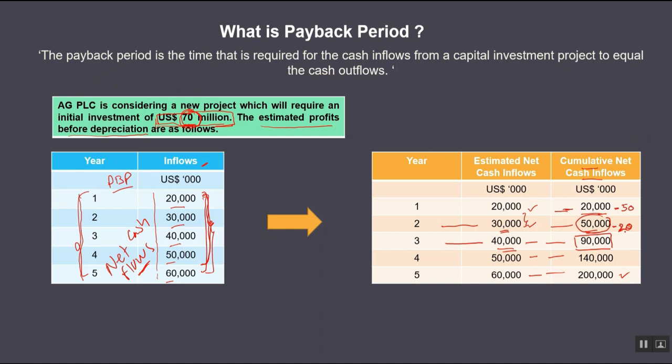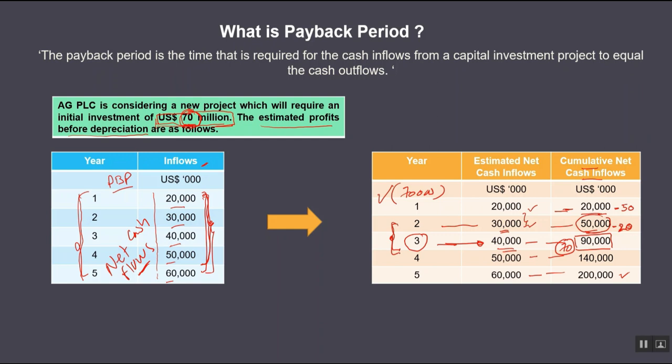Which means the 20 million is fully paid back during the third year. So the 70 million of the initial investment is recovered between the second and the third year. Supposing, let's say, at the end of the third year the cumulative cash flow was 70 million, then we can say the project has paid back the initial investment at the end of the third year. But in this case, we can't precisely say that the initial investment of 70 million has been paid back at the end of the third year, because it is recovered between the second and the third year.